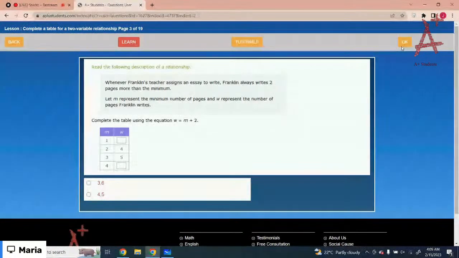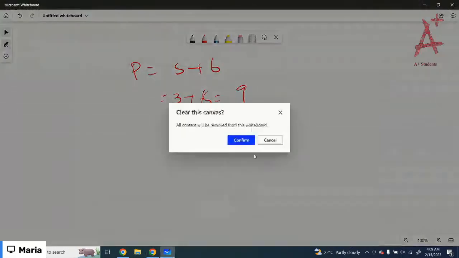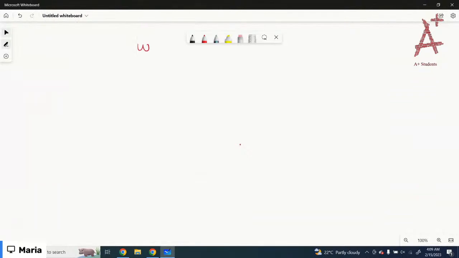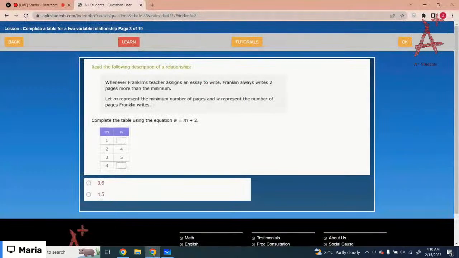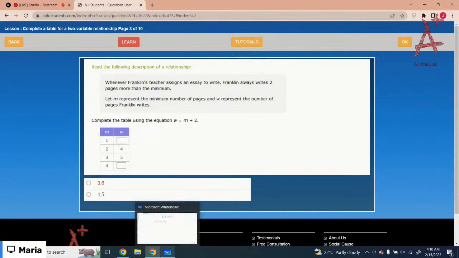Okay, the next one is whenever Franklin's teacher assigns an essay to write, Franklin always writes 2 pages more than the minimum. Let M represent the minimum number of pages and W represent the number of pages Franklin writes. So the equation is W equals M plus 2. You have to calculate the two missing values. The values of M are 1 and 4. So you have to calculate the value of W for M equals 1 and 4.